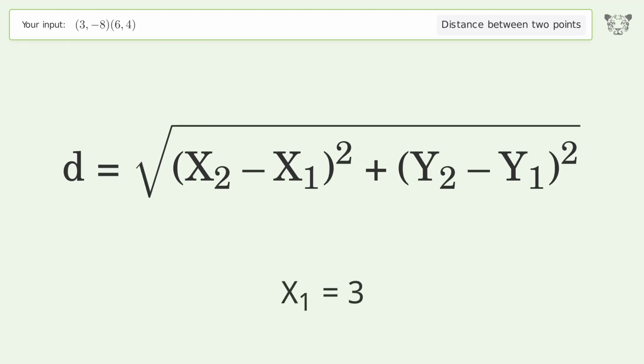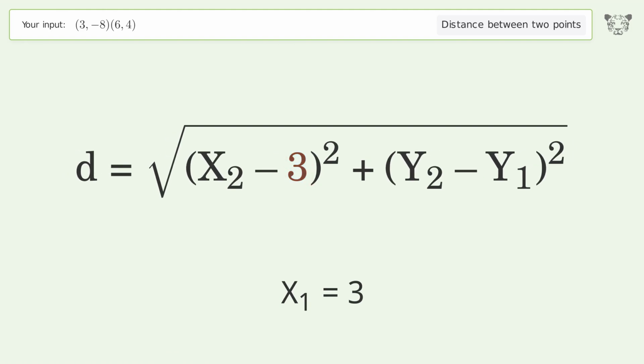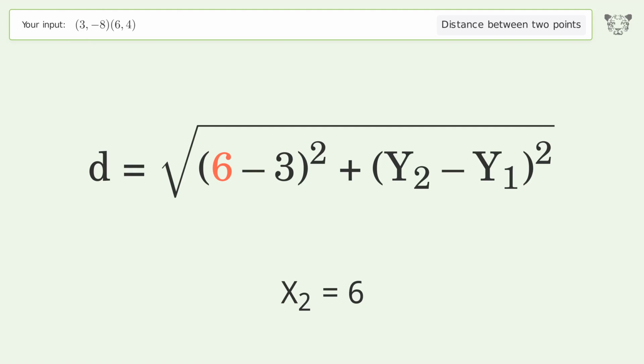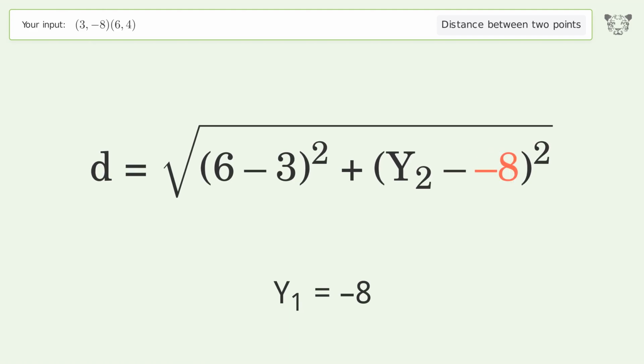x1 equals 3. x2 equals 6. y1 equals -8. y2 equals 4.